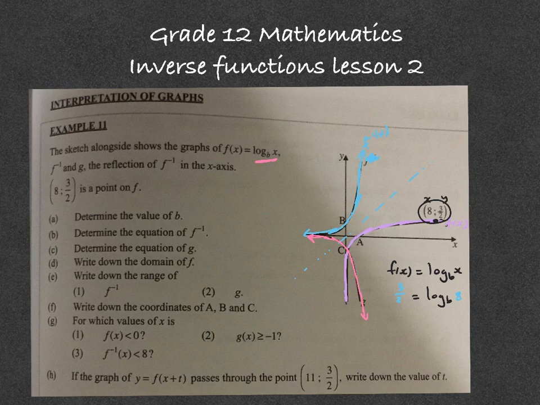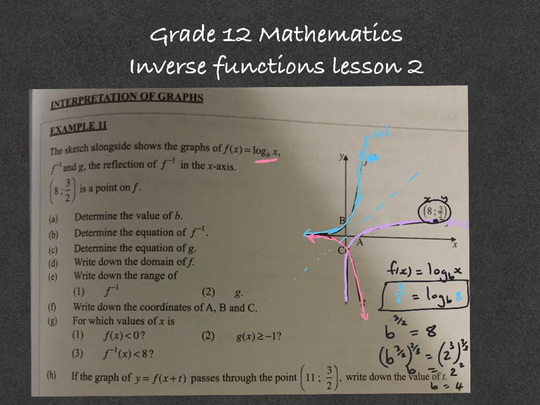How does that help us? Just calm down. Remember, this is in log form. If I write this in exponential form, the base b to the power of 3 over 2 is equal to the number 8. You can do that on your calculator if you want to. Or remember in grade 11, we did something like this: you write 8 as 2 to the 3, and you multiply the exponent by its reciprocal. Then the 3's divide, so b is equal to 2 to the 2, and that is equal to 4.